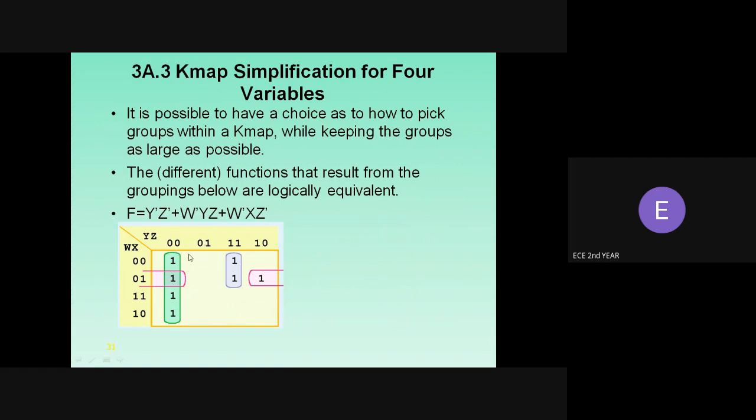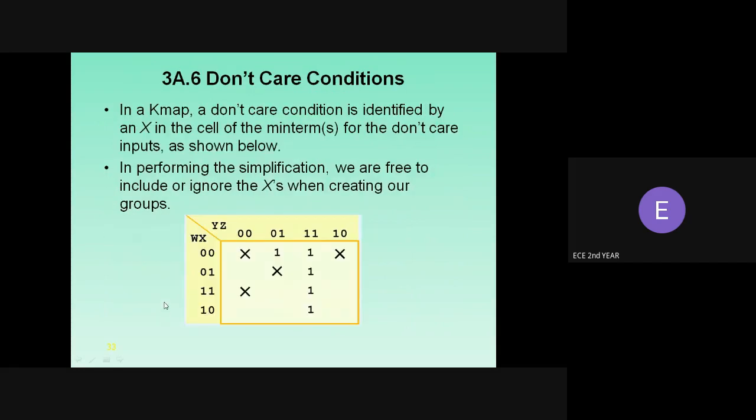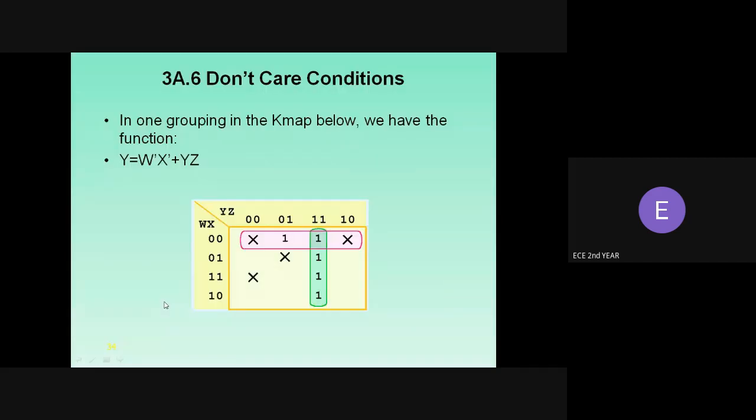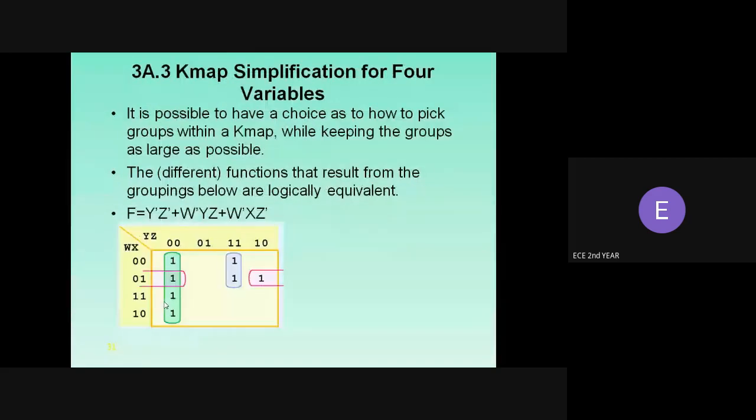Okay, and let us see how to write the output equation for this particular KMap. If you take this particular column, you will have all ones here, and if you take these two columns, you will have two ones here, and you have one particular term here and another one here. So first we write the equation for this particular grouping.